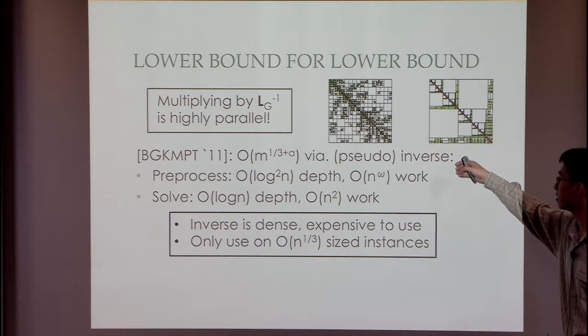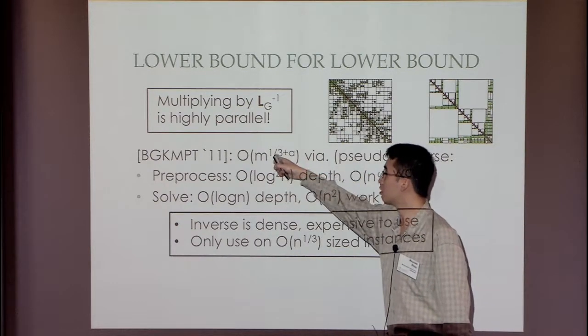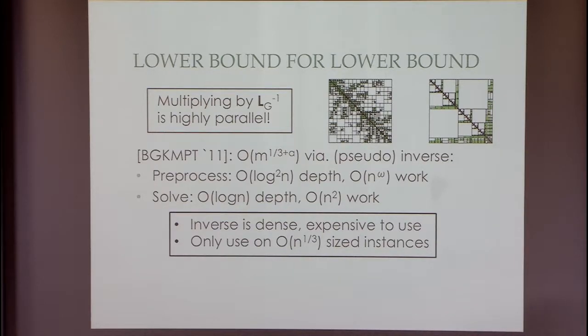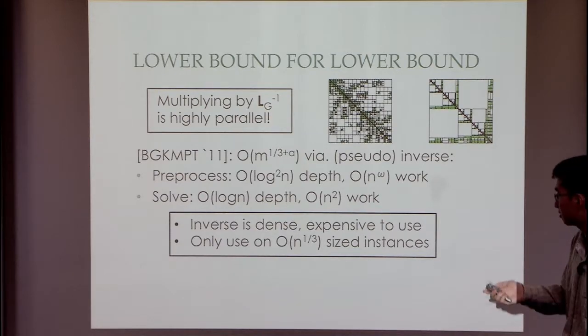And the reason that this m to the 1/3 comes about in the Blalock et al. result is that because this is so expensive, we can only use it for fairly small size systems. So it switches over to these inverses at a size of roughly n to the 1/3, and then we can show the runtime trades off to that.